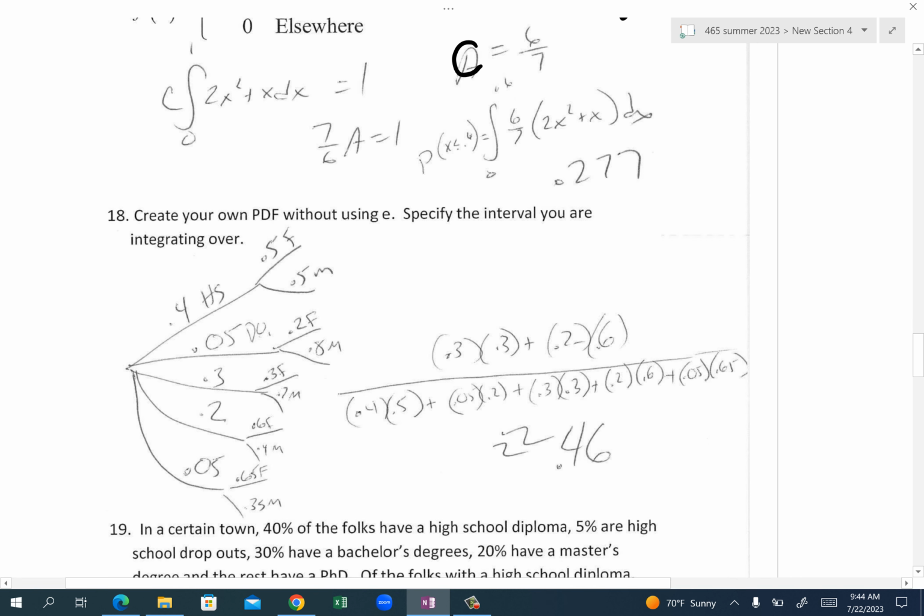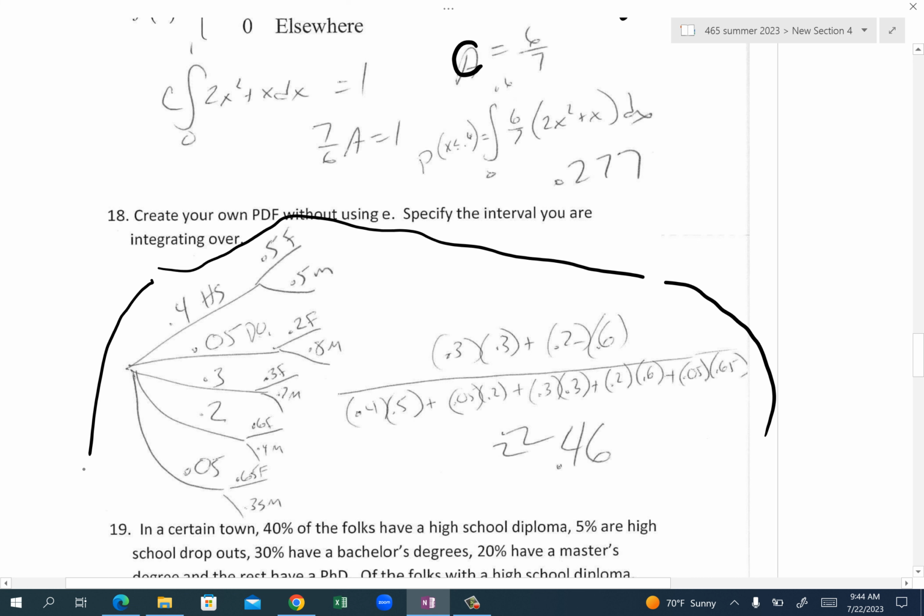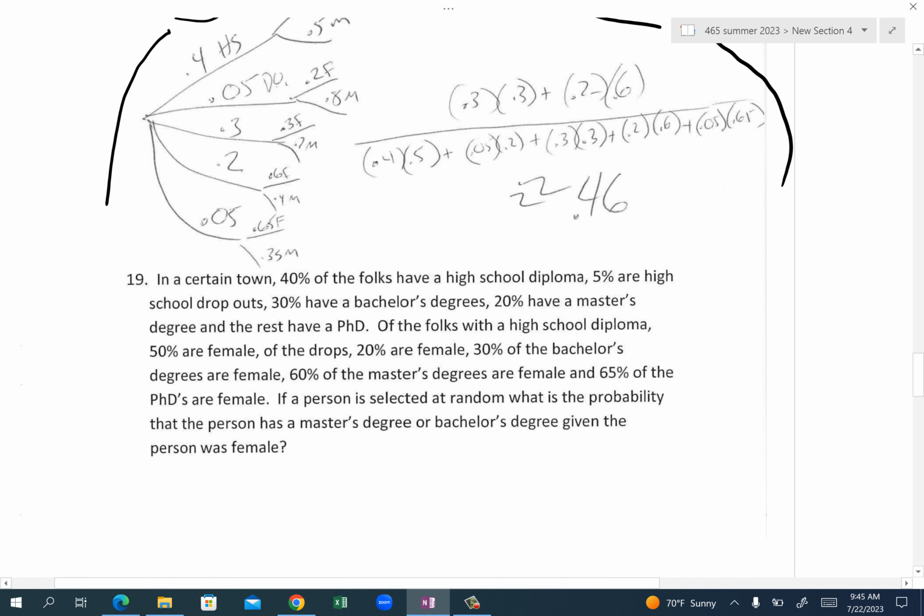Come up with your own PDF. This piece here is for the next question. So come with your own. Remember, it has to integrate to 1 over a specified interval. Doesn't really matter what the interval is to me. I don't really care. It can't ever be negative. Remember that. So it can never dip below the x-axis. If it does, that would mean we have negative probability, and that would not be optimal.